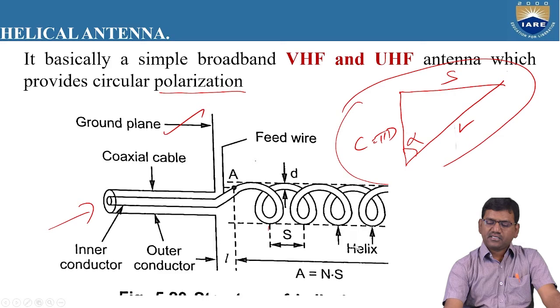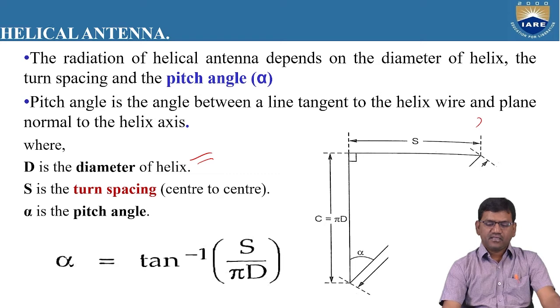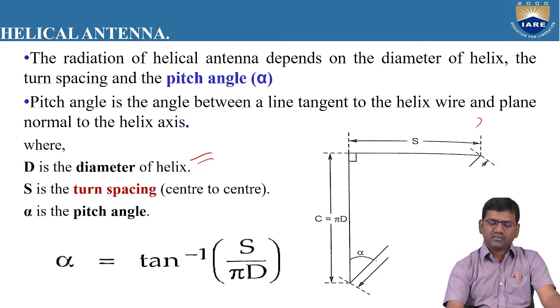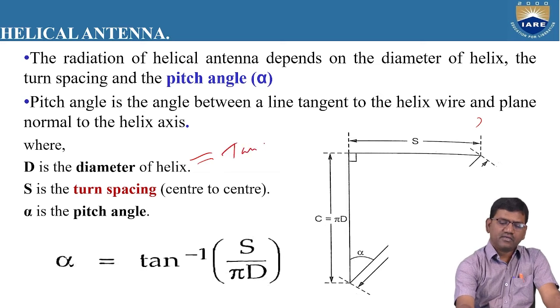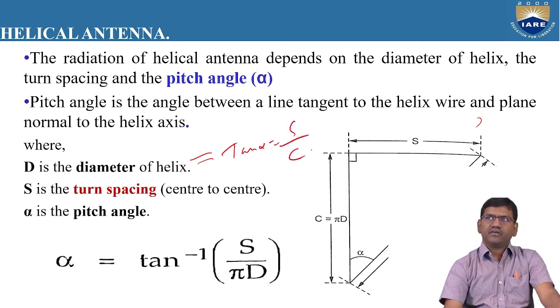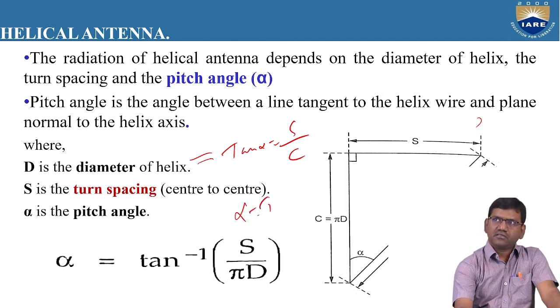Based upon this configuration, we can write some equations for the helical antenna. D is the diameter of the helix, S is the turn spacing from center to center, and alpha is the pitch angle. Tan alpha is equal to the opposite side by the adjacent side, so tan alpha is S by C. What is C? C is equal to pi d. So from this equation, alpha is equal to tan inverse of S by pi d.